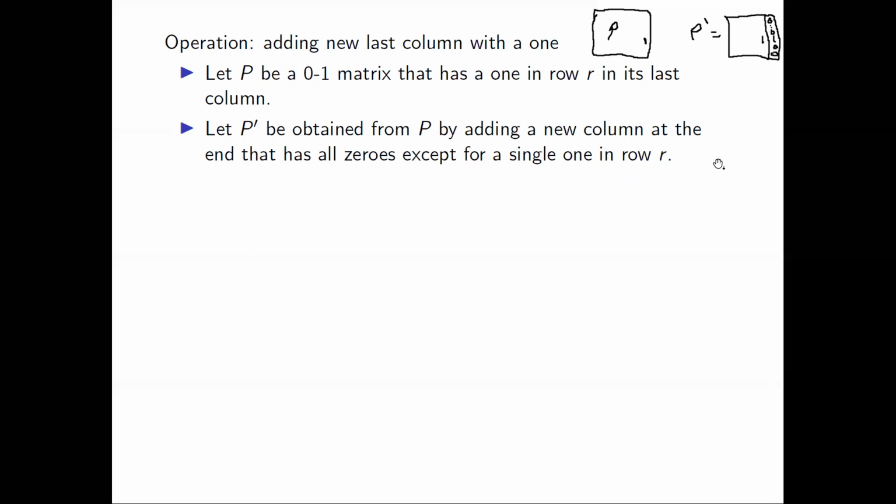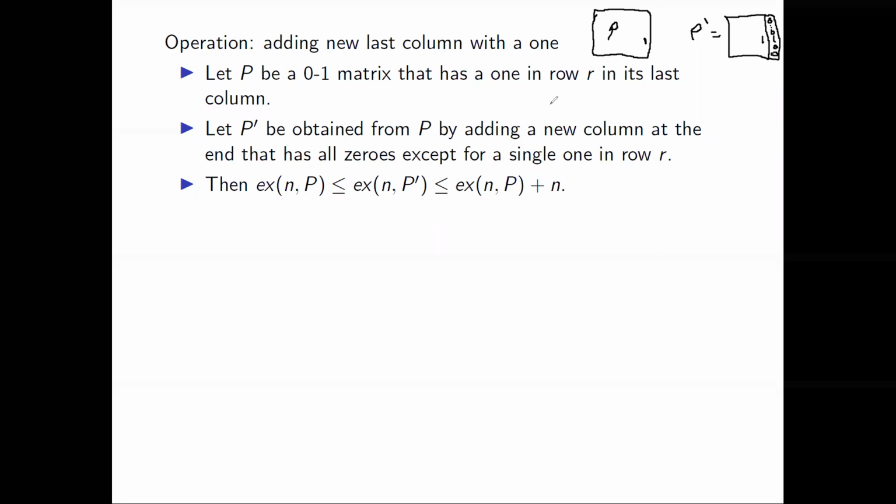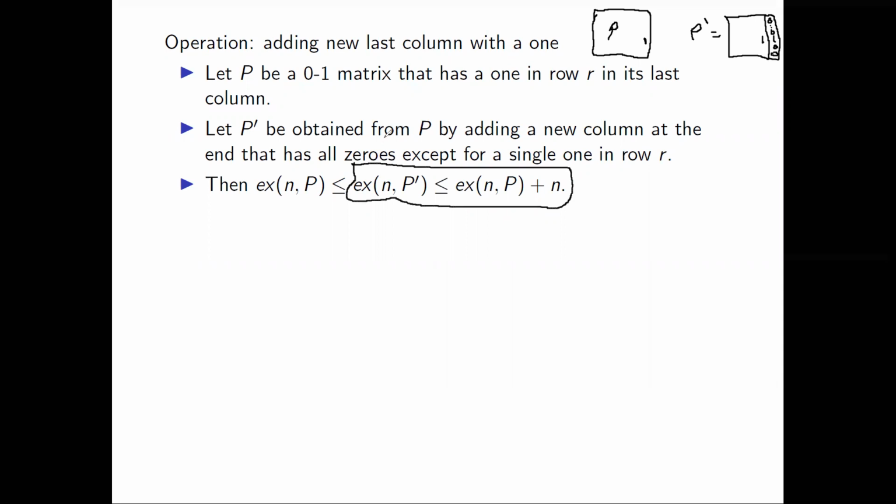I claim that the extremal function EX of n, P is less than or equal to the extremal function EX of n, P prime, and that's less than or equal to the extremal function EX of n, P plus n. The interesting part really is the right side. So we added on a new column. The new column had a new 1 on it, so we added on an extra 1 to our pattern. Doing this operation, it only changes the extremal function by at most plus n.